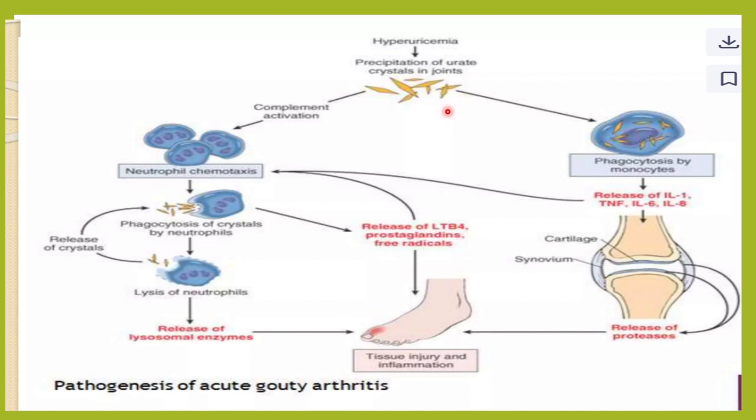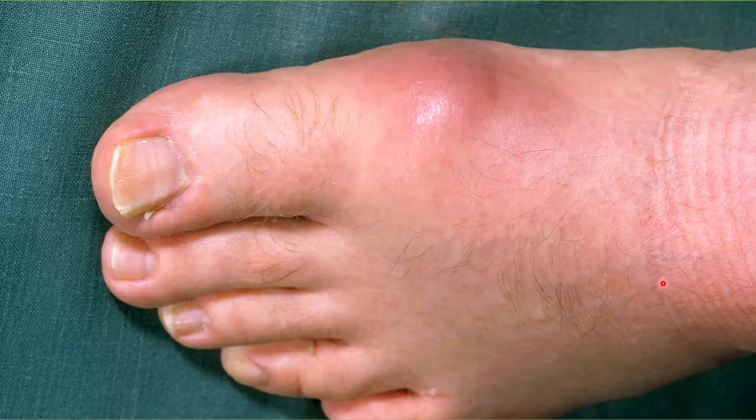Also, these crystals will be phagocytized by the monocytes. Monocytes also release certain factors like tumor necrosis factor, interleukin 1, interleukin 6, interleukin 8, which also release certain proteases, and they can damage the joint spaces. That leads to the deposition and inflammation of the joints. So you can see here the joint, and you can see how reddened it is. It is so red, inflammatory. The patient will have severe pain as if someone is hitting them with a hammer. So there will be so much pain because of this acute inflammation.